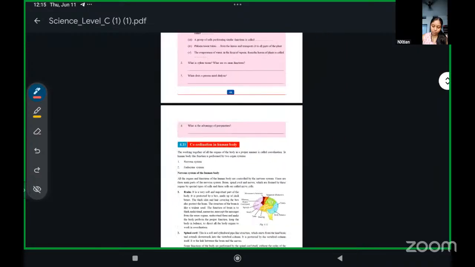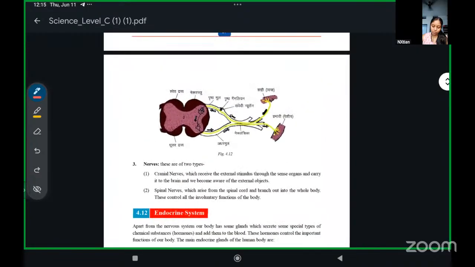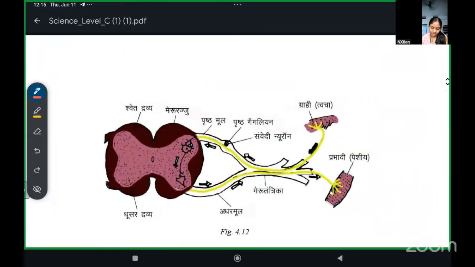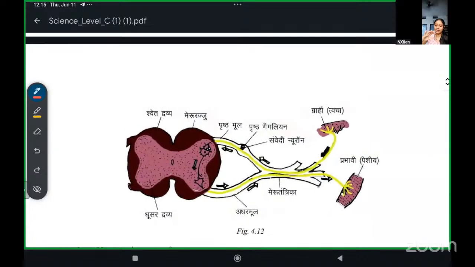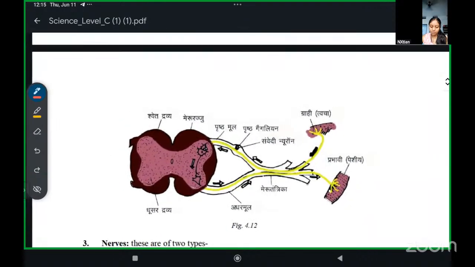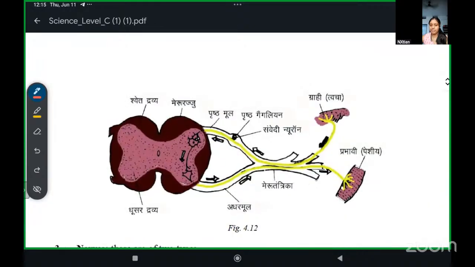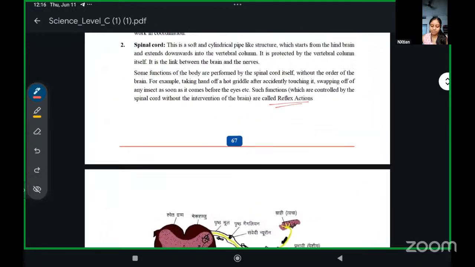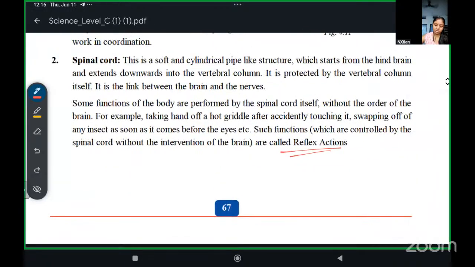One last thing we will study. This is the diagram of reflex action that I will send you in English. This is the Hindi diagram. I'll be sending you the reflex action diagram in English. Let's read this also quickly.